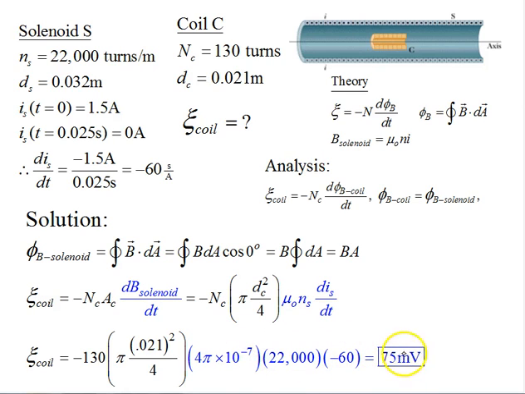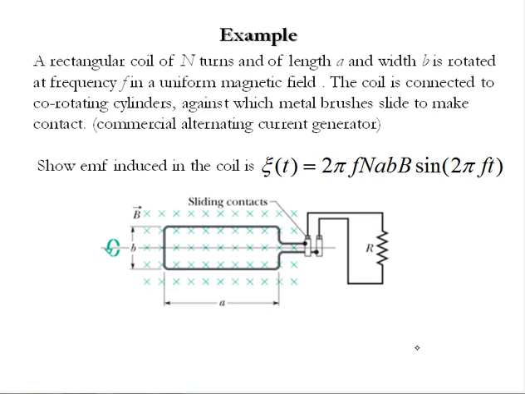So when we plug in, we end up with 75 millivolts. So this coil will have an EMF induced about it of 75 millivolts. And that negative sign, again, we haven't learned yet what that really means. That's our Lenz's law. Let's look at another example here.